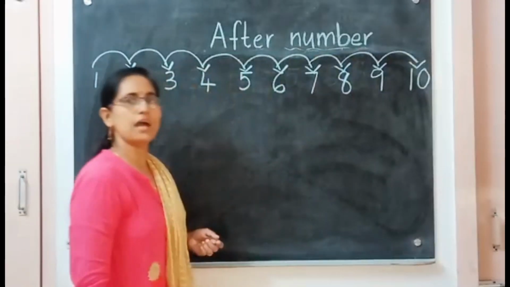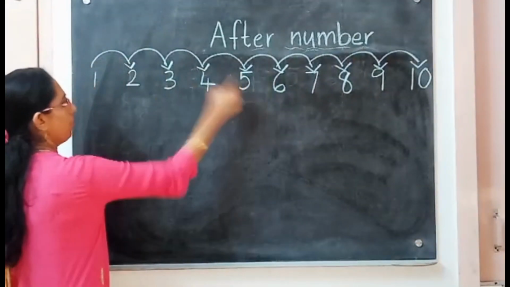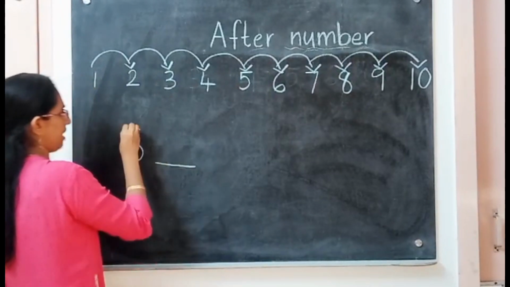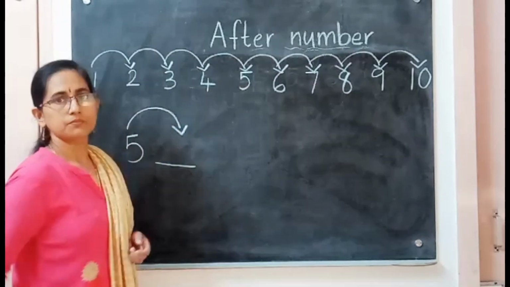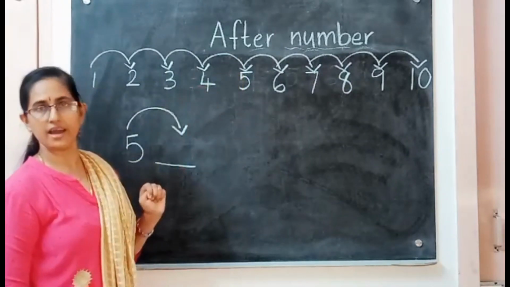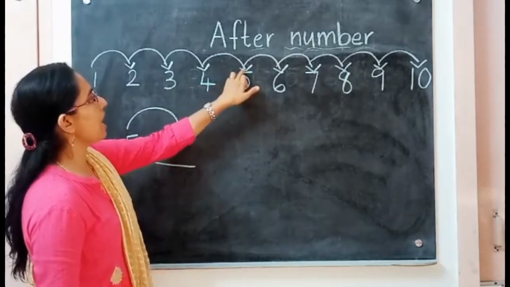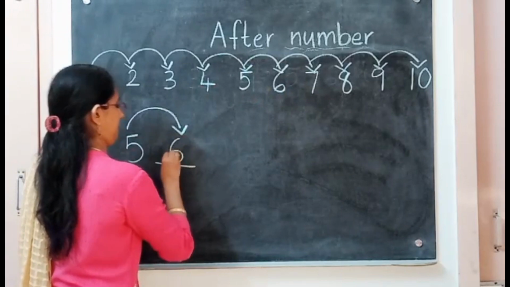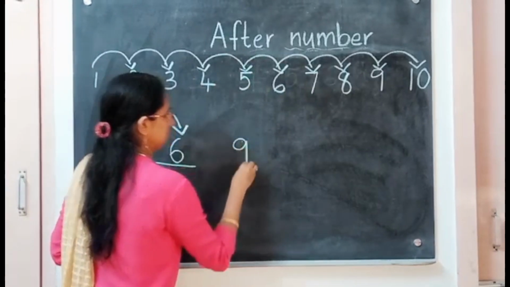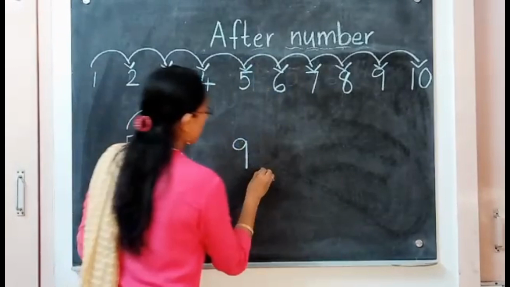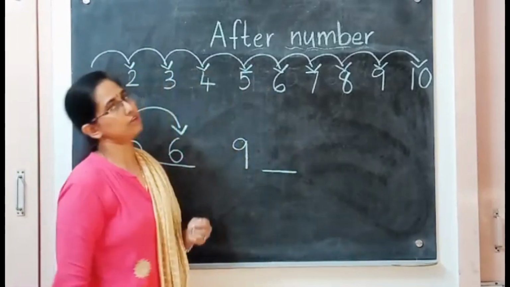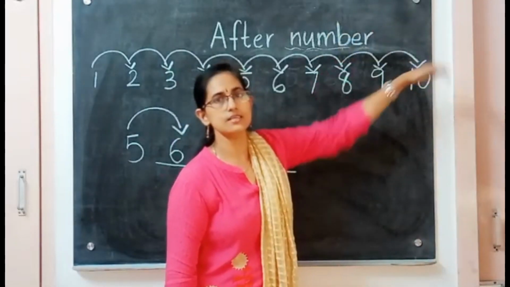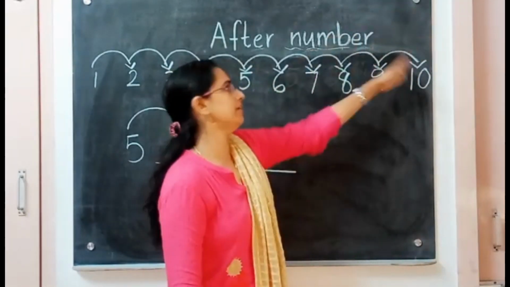Now you are going to give the numbers. Okay, 5. Number 5. What comes after 5? Draw an arrow mark. Ask your child to look at the number 5. Yes. Now he will tell after 5 it is 6. Now number 9. Number 9, what comes after 9? Ask your child to look again. Number 9. The arrow goes that side to the next number, number 10.